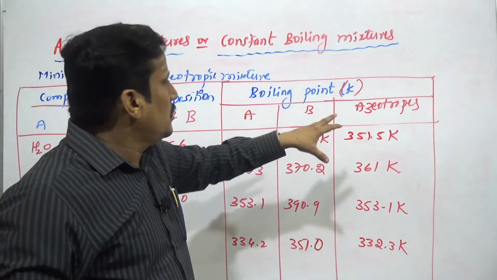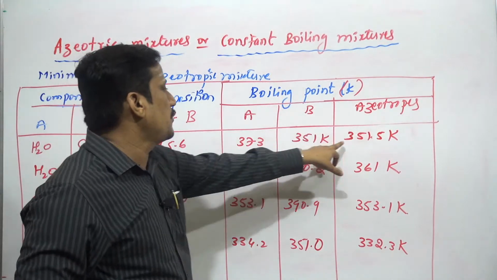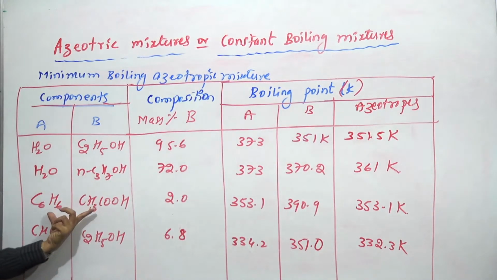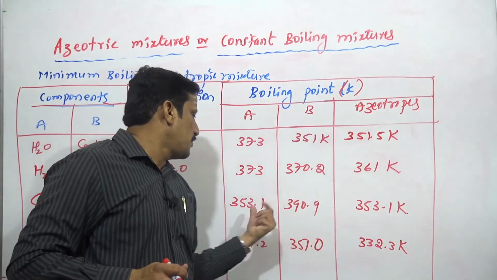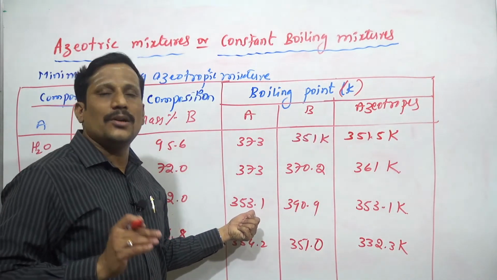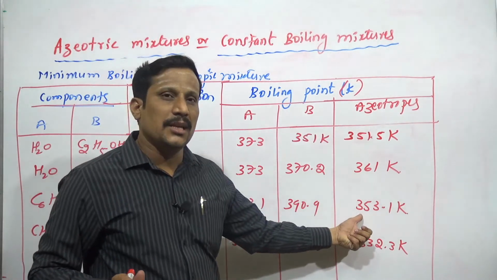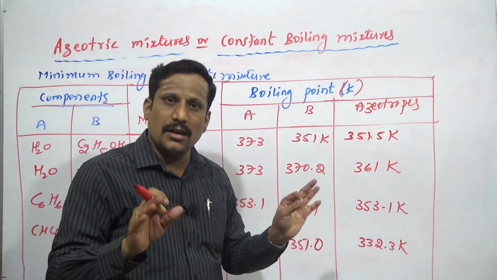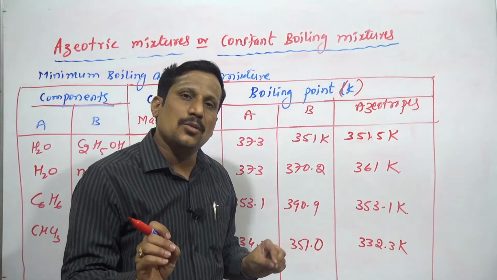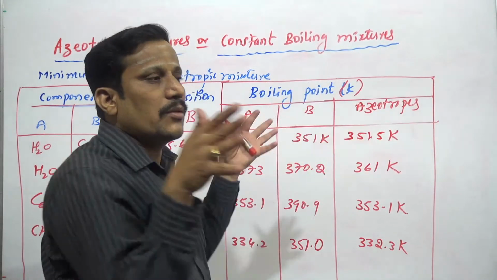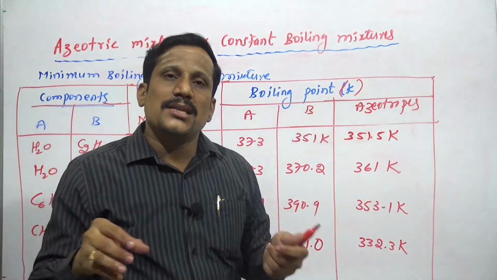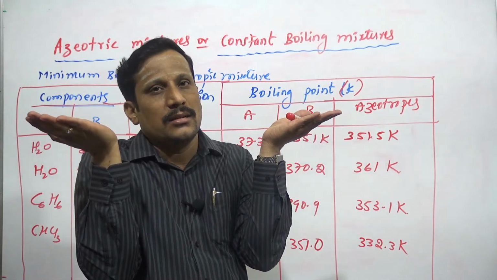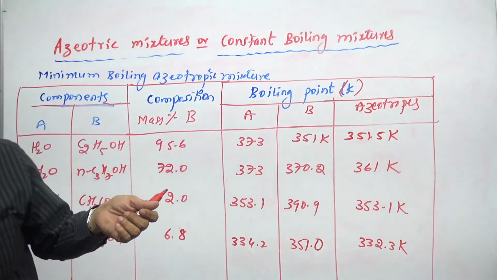But sometimes, see this example, 351.5 is a little more, and in the benzene and acetic acid example, the mixture boils at 353.1 while one component boils at 353.1. Actually, they should boil at a lower temperature. That is the correct definition. Minimum boiling azeotropic mixture means: whatever mixture forms after mixing the components, its boiling point should be less than that of the components. That is the actual definition.